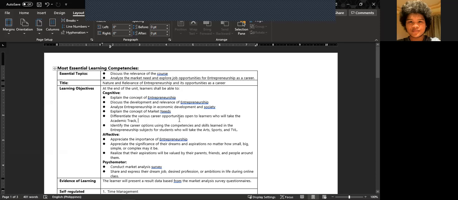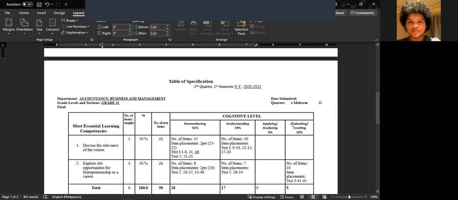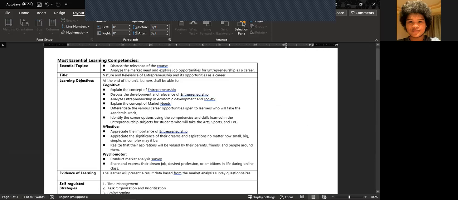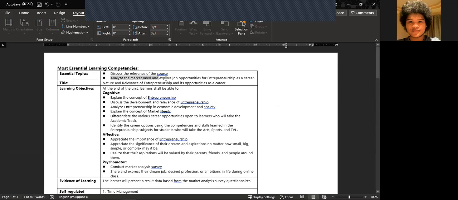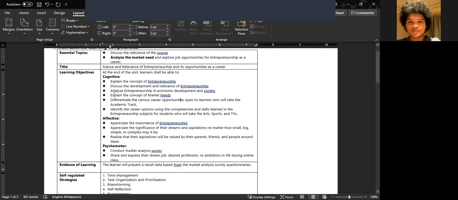Now, in order to draw out the essential topics to learning objectives, we create these cognitive levels, such as explain the concept of entrepreneurship, discuss the development, analyze entrepreneurship, differentiate, explain, and so on and so forth. But what we wanted to target, according to the table of specification of evaluating, is for our students to analyze a market need, for instance. Then we want them to analyze entrepreneurship and development in the society. Okay.